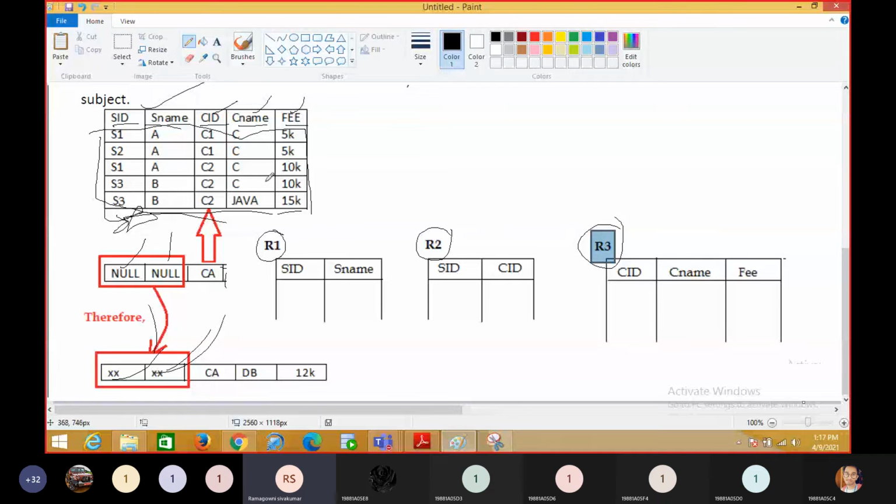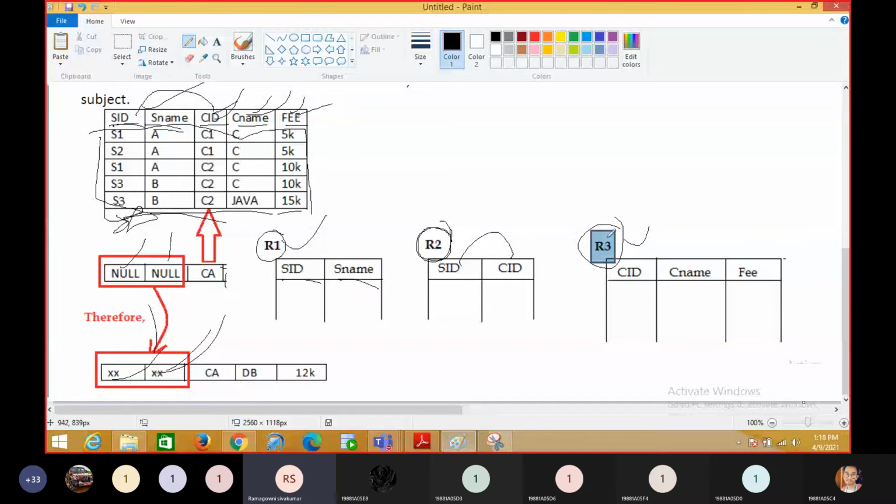So how I am dividing: SID, S name in one table. SID, S name, one table. That table name is R1. The second table has SID, CID. So this is the second table. The R3 table has CID, that means course table, C name and P. This is another table.